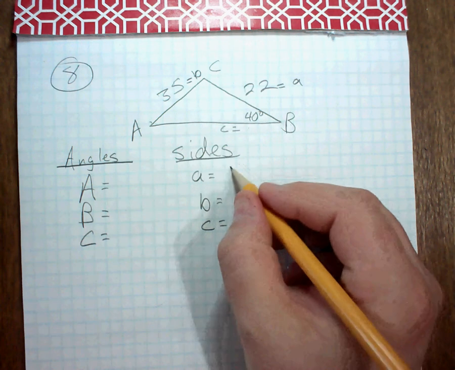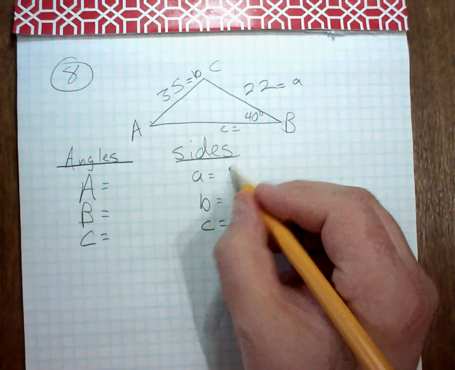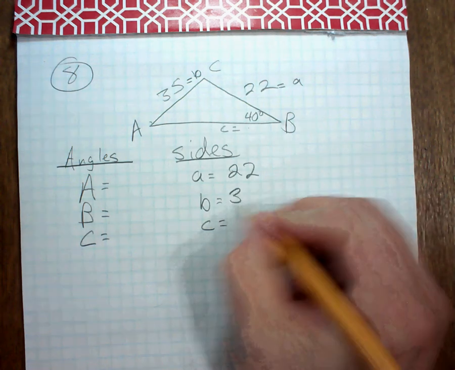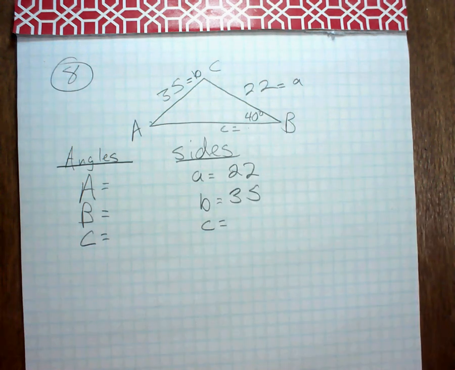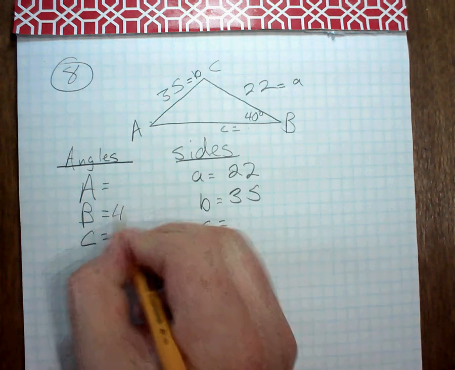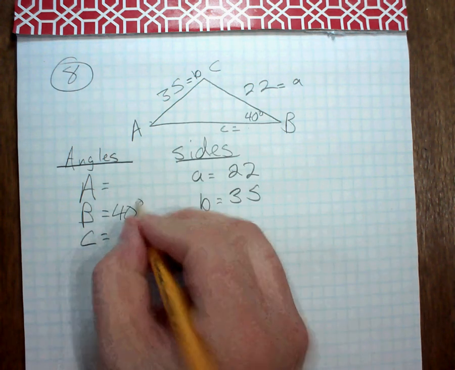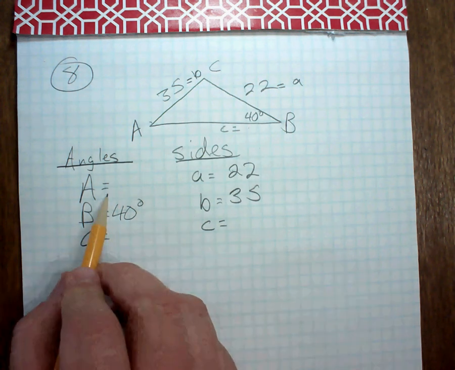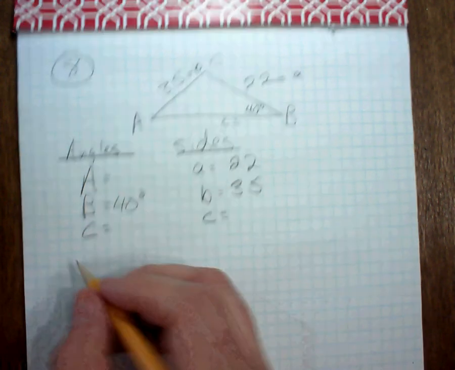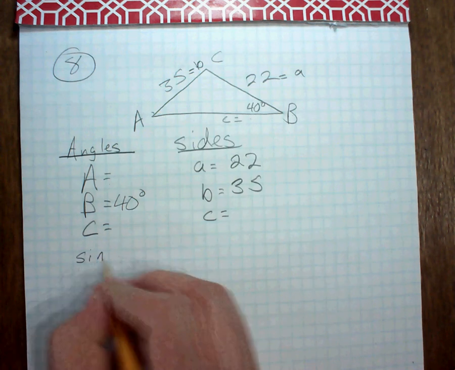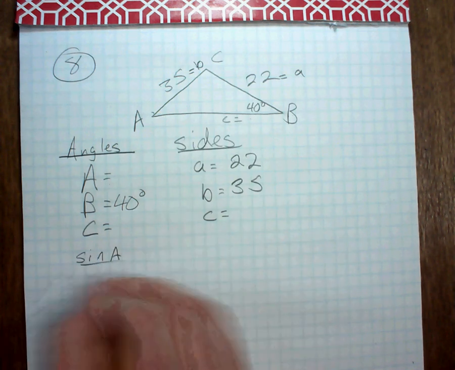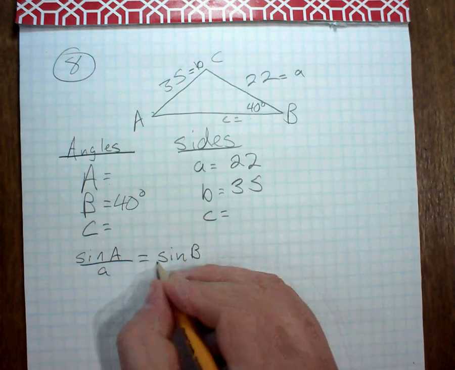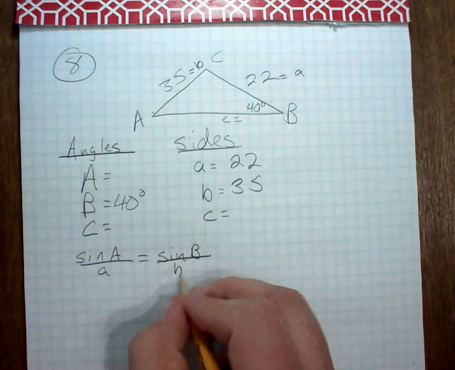So lowercase a is 22, lowercase b is 35, and we know that the measure of angle B is 40 degrees. So I can solve for the angle A by using law of sines. So if I say sine of capital A over lowercase a is equal to sine of B over lowercase b.